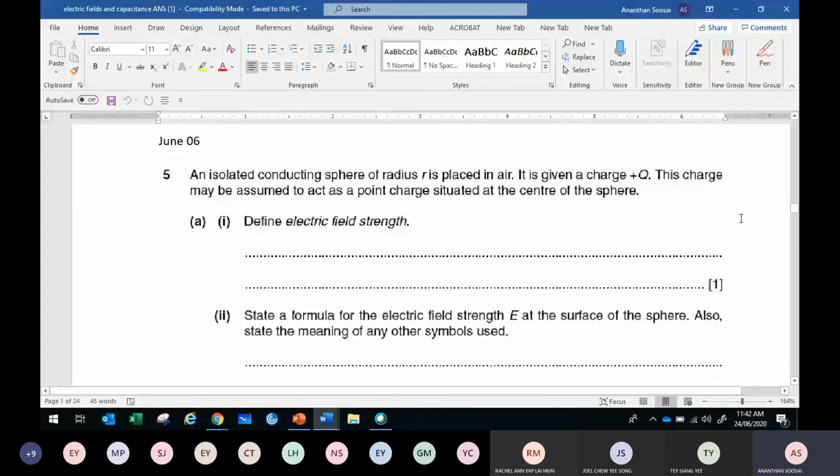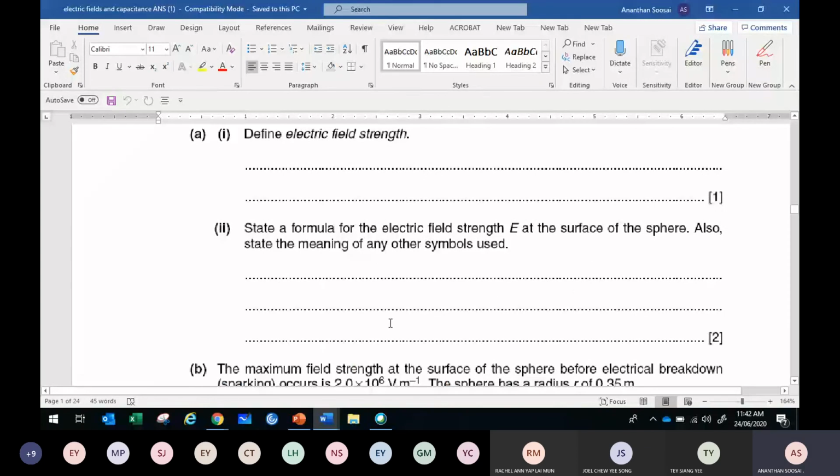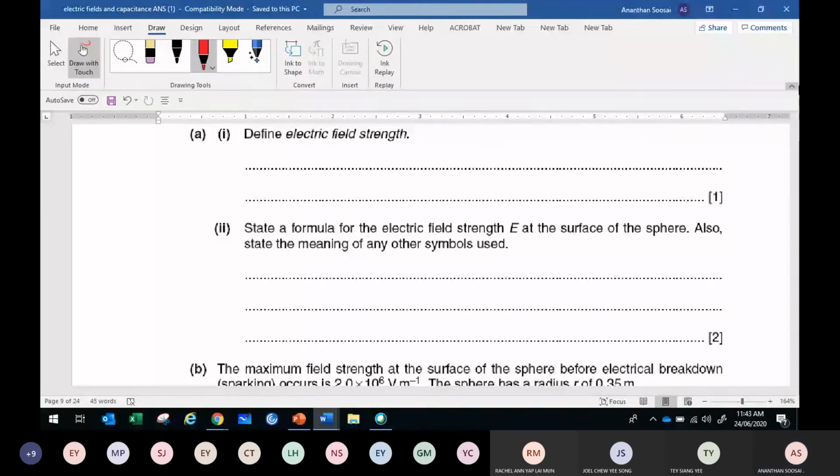Okay, the first answer. Juno 6: for a conducting sphere, what is meant by defined electric field strength? Force per unit positive test charge. State the formula for the electric field strength at the surface of the sphere. Also state the meaning of any other symbols used.